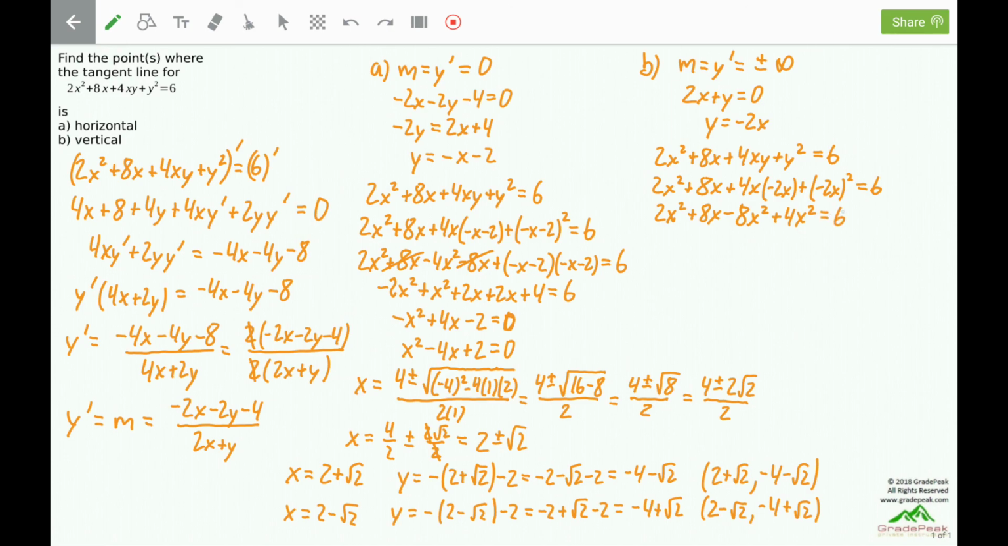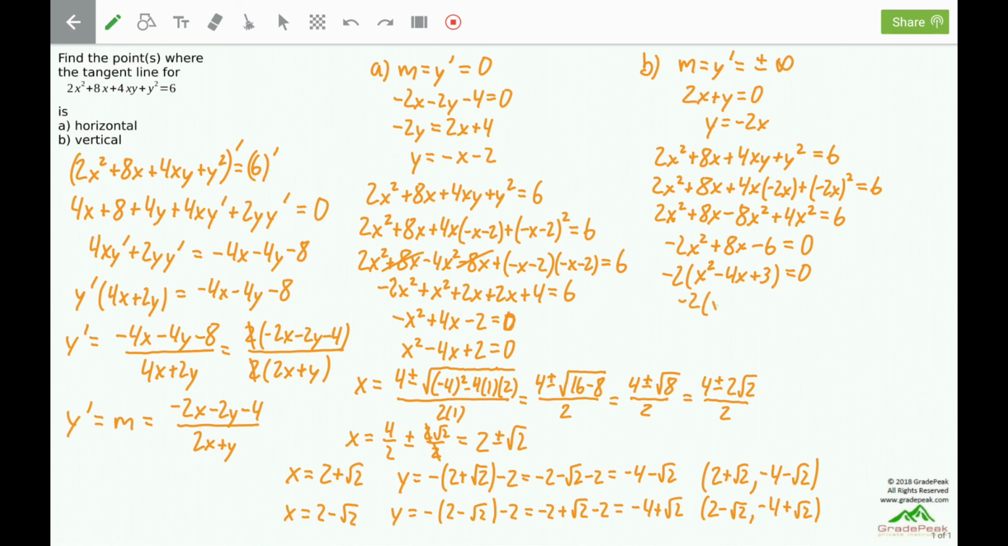We can combine like terms together. We have a 2x squared, a negative 8x squared, and a 4x squared. 2 minus 8 is negative 6 plus 4 is a negative 2. So we'll have a negative 2x squared. We have a positive 8x, and then we can bring the 6 over by subtraction so that it's equated to 0, so we can attempt to factor this. Now we can factor a negative 2 common factor out of there, leaving us with x squared minus 4x plus 3 equals 0.